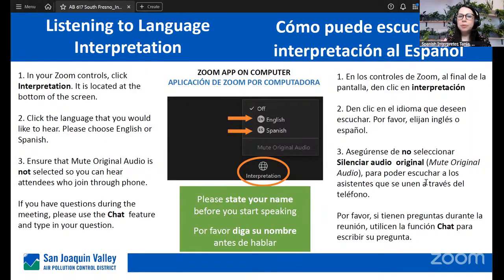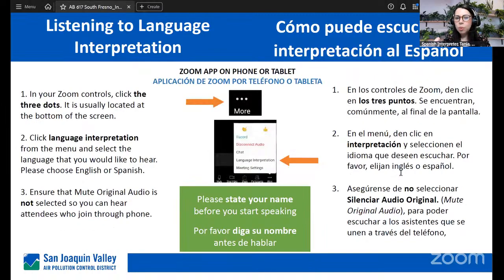You need to tap your screen and find the menu that would appear with three dots with the word more, either at the bottom or at the top of your screen. Please click on the menu, select language interpretation, select English, and then select done. If you need any help, you can let us know and we can assist you.